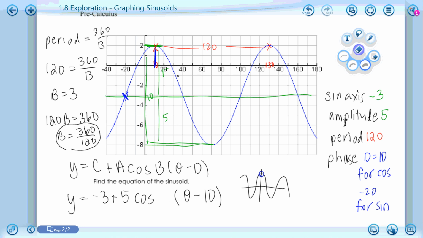I'm going to go ahead and erase b and replace it with what I know b to be, which is 3. Another version of this equation that would be equally correct would be y equals -3 plus 5 sine 3 theta plus 20, because theta minus -20 is theta plus 20. Those are both valid equations for this sine wave, and hopefully you will find this as an easy way of going from the graph to the equation.